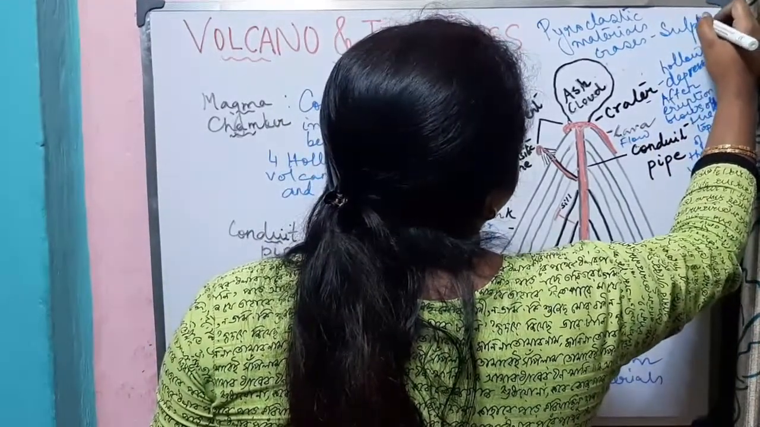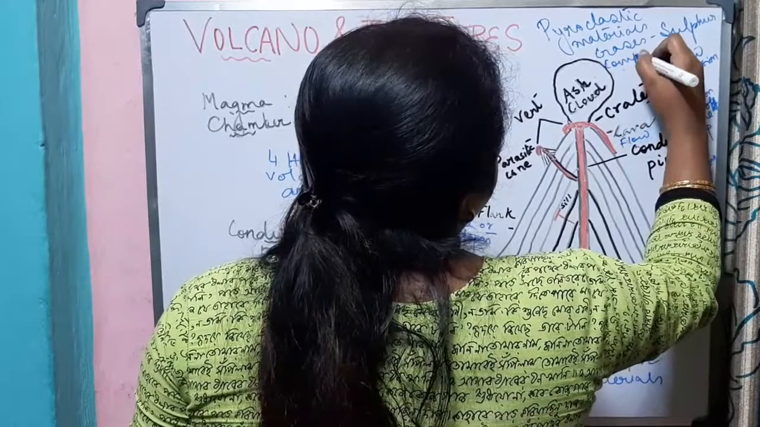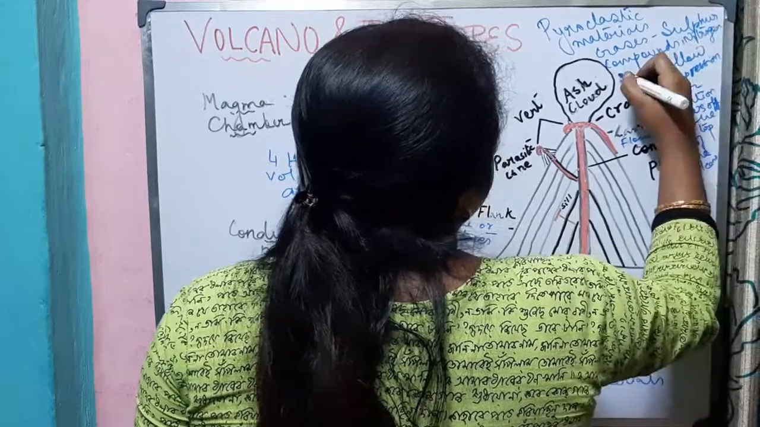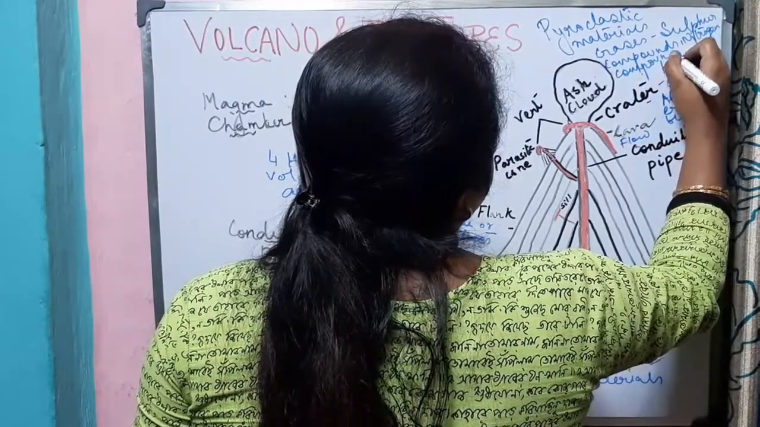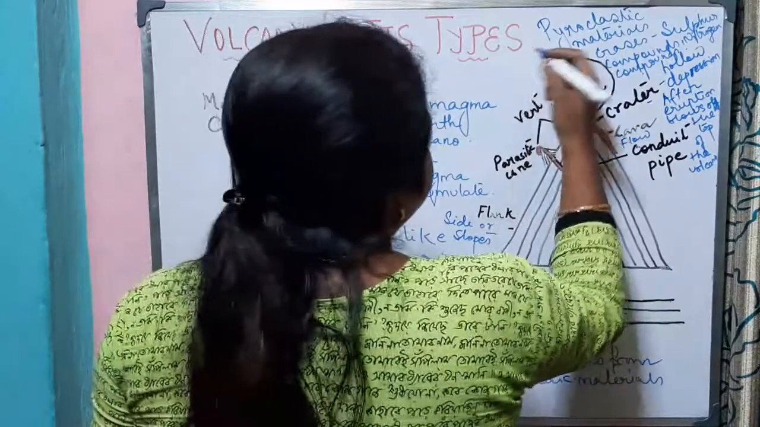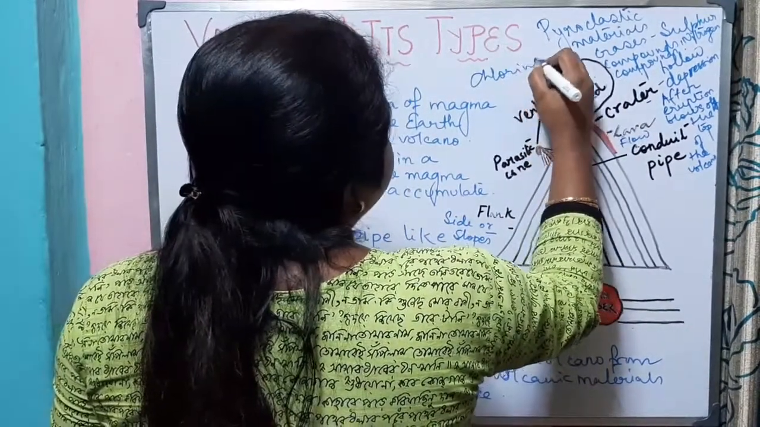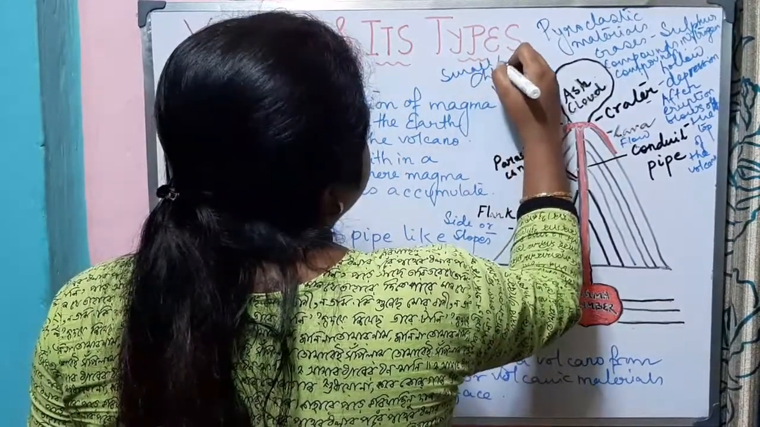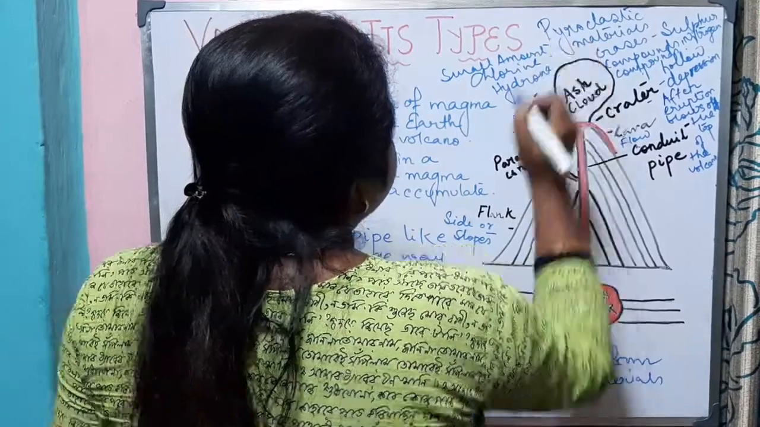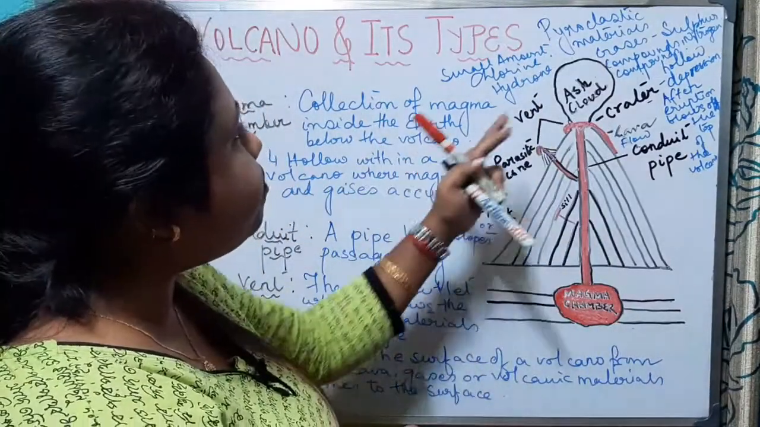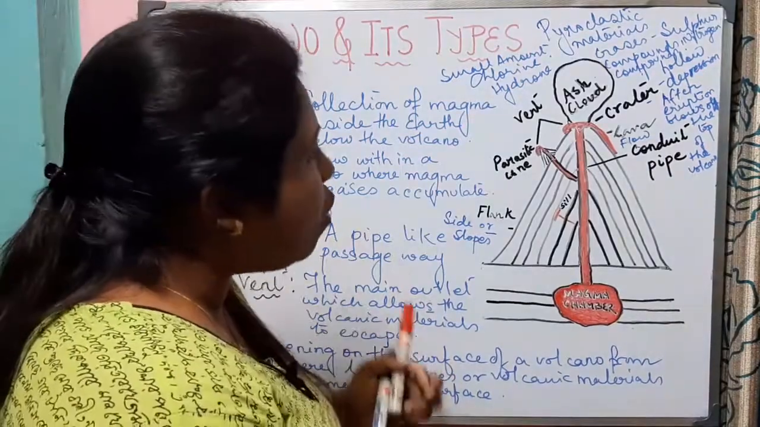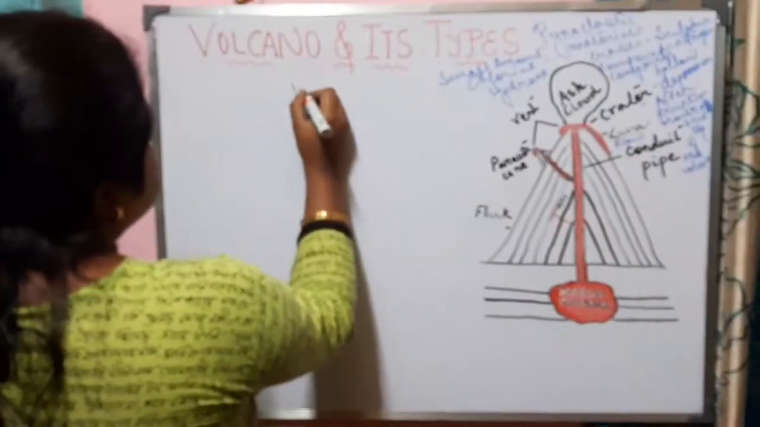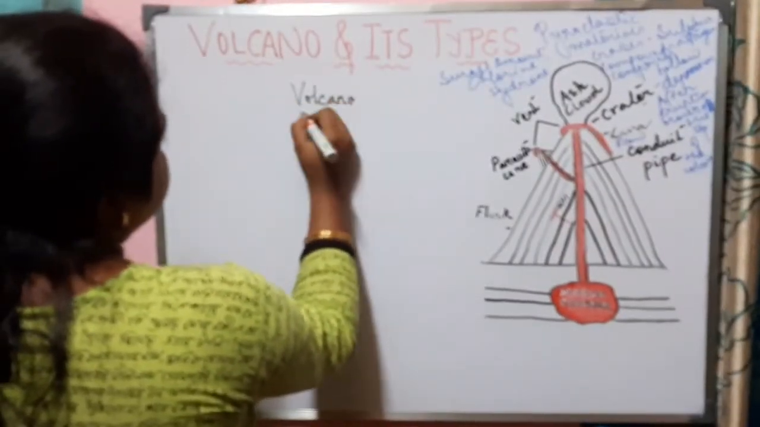Like sulfur compounds, nitrogen compounds, and also we will see chlorine, hydrogen, but in small amounts. So here we came to know about different parts of a volcano. Now let us know what the different types of volcano are. Now let us know about the different types of volcanoes.